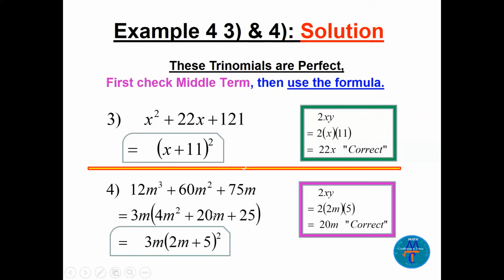So let's check the one in the middle here, in the bracket, the middle term. This is 2m here, all squared. This is 5. 2 times 2m times 5, that's 20m, correct? So we put here 2m plus 5, which is x plus y squared, and there's a 3m. That's all the answer here.